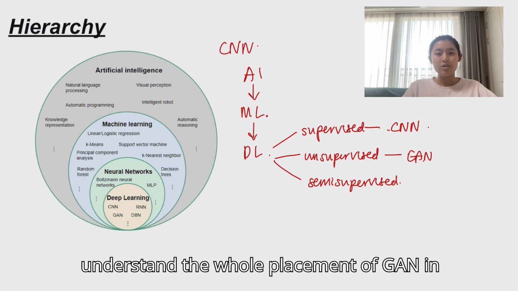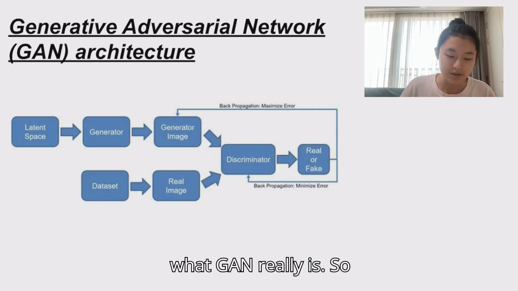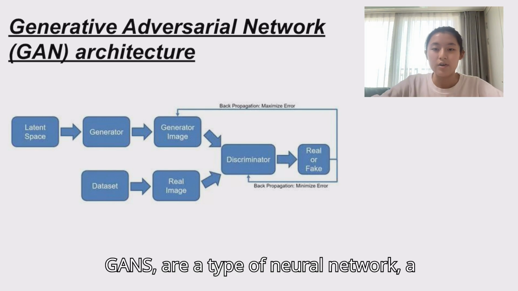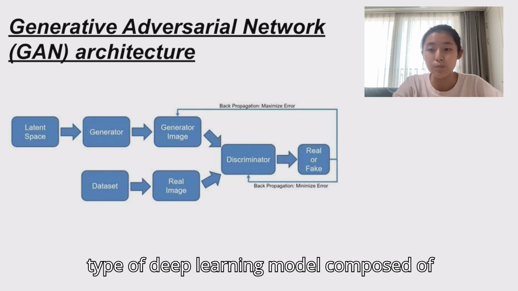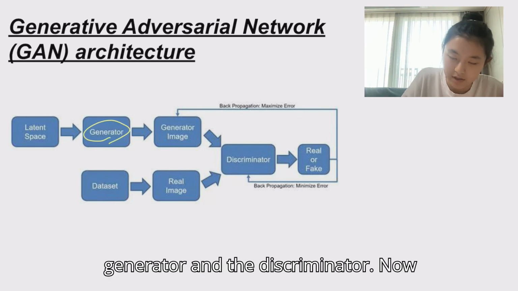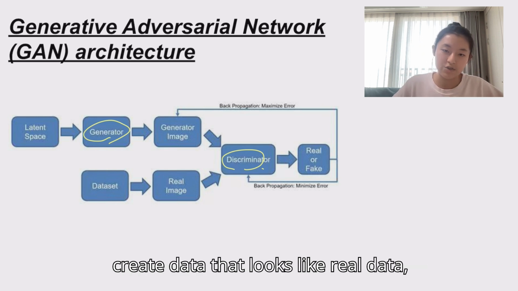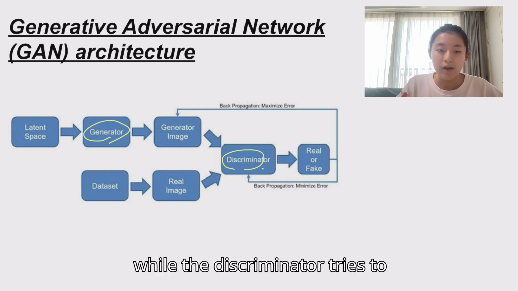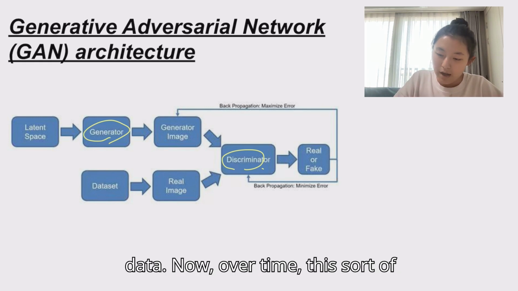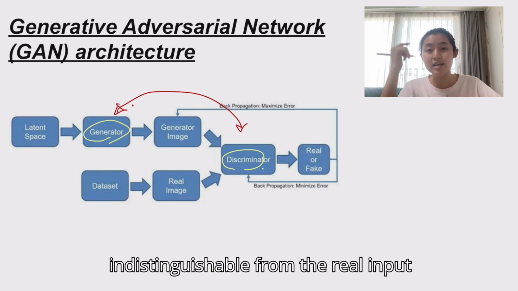Okay, since we understand the whole placement of GAN and the whole scope of AI, let's dive into what GAN really is. So the generative adversarial network, or GANs, are a type of neural network, a type of deep learning model composed of two neural networks known as the generator and the discriminator. Now, they work together in this very unique way where the generator tries to create data that looks like real data, while the discriminator tries to distinguish between the real and the fake data. Now, over time, this adversarial process really leads to the generation of data that's nearly indistinguishable from the real input data.